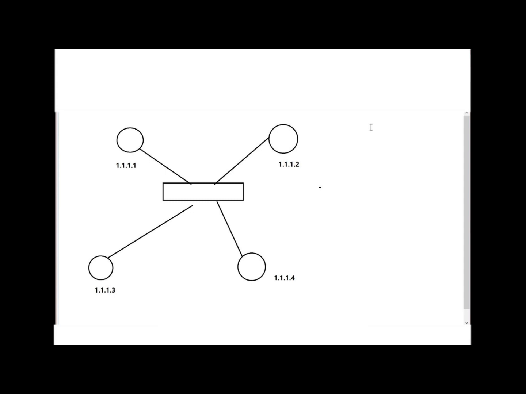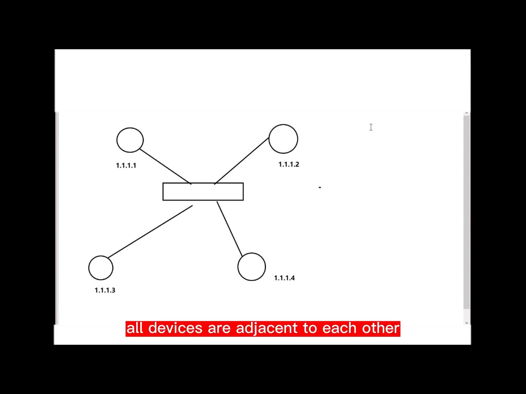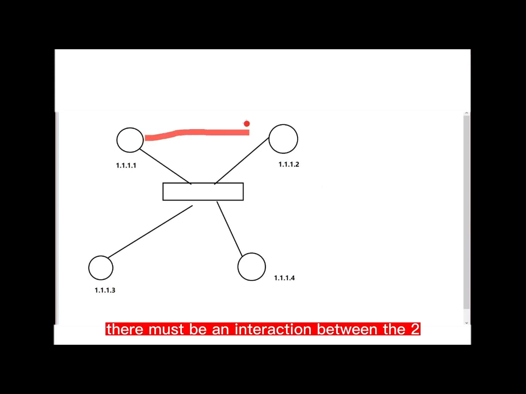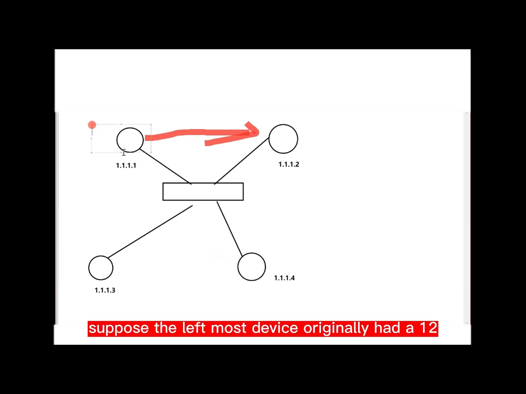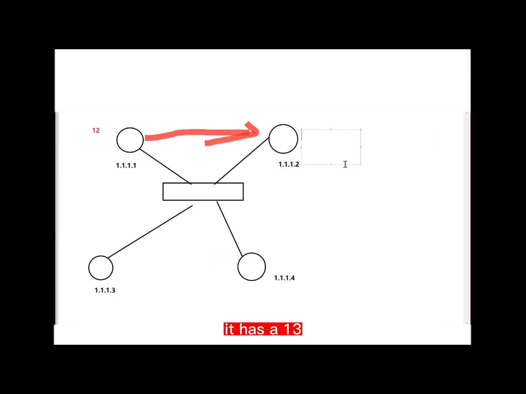For example, all devices are adjacent to each other, and the database is synchronized between every two devices. So now you have to consider a question. There must be an interaction between the two. Suppose the leftmost device originally had a 1-2, it has a 1-3, it has a 4-5.